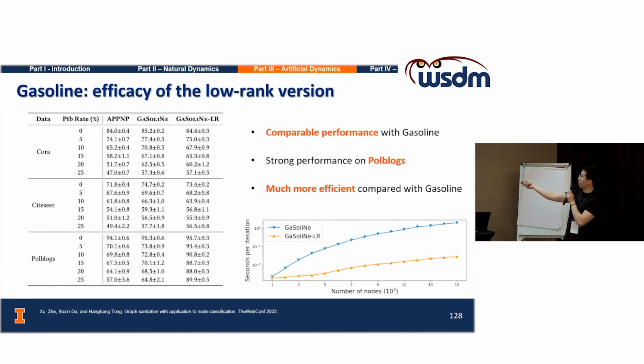And on efficiency, we find that the low-rank version is much more efficient compared with the full-rank version. This is what we expected from our complexity analysis.